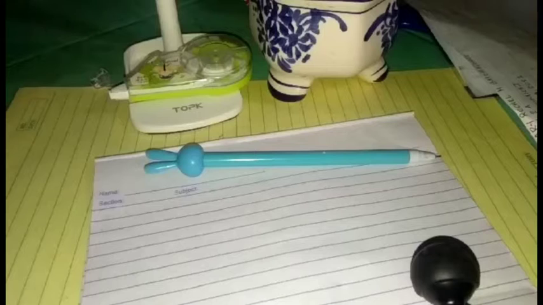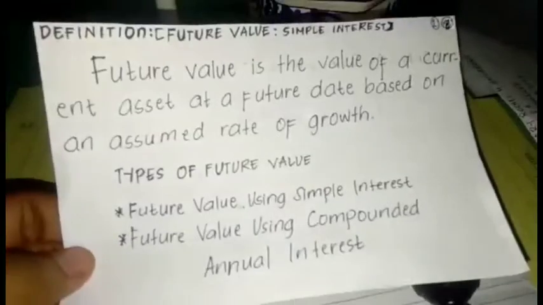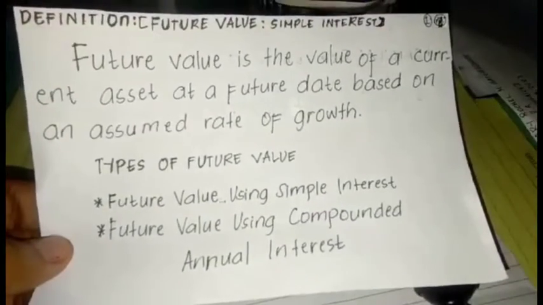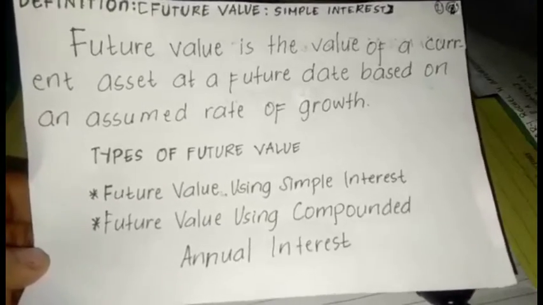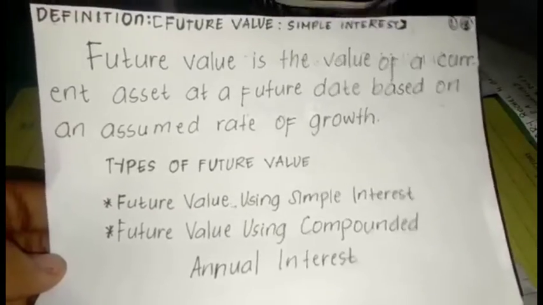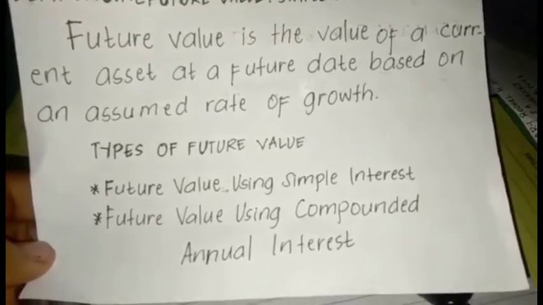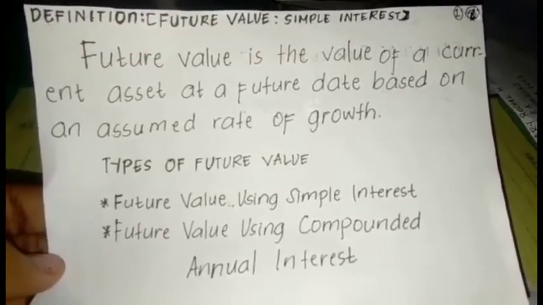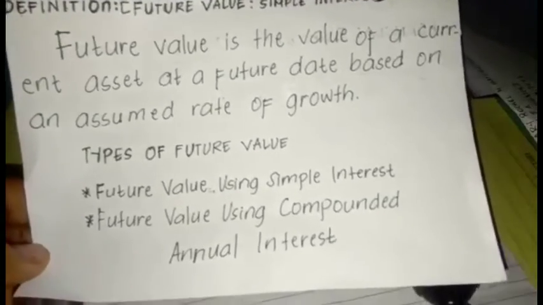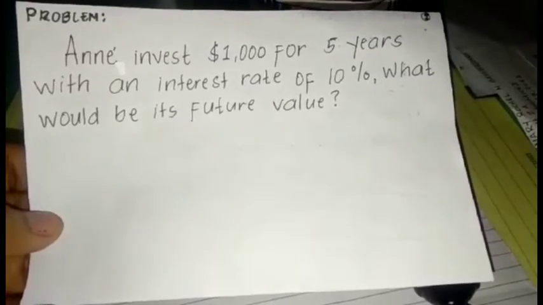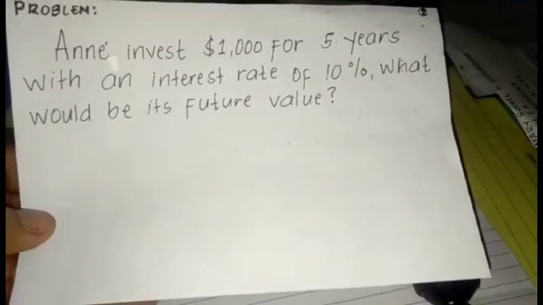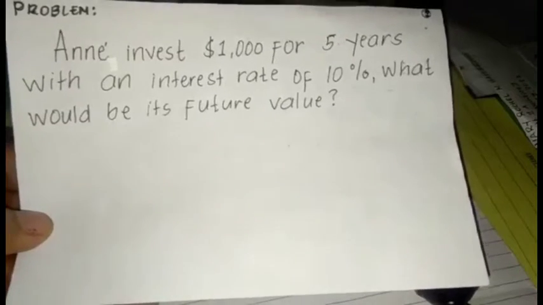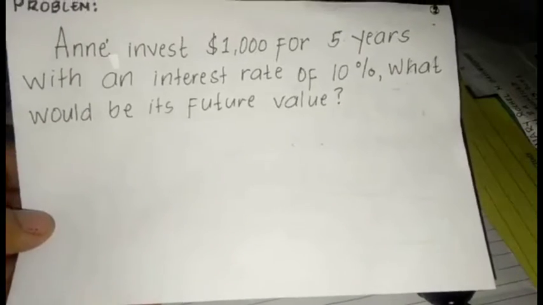Next is the future value. So what does future value mean? Future value is the value of a current asset at a future date based on an assumed rate of growth. There are two types of future value: the future value using simple interest and the future value using compounded annual interest. So let's go first with simple interest. We've got a sample problem here. Annie invests $1,000 for 5 years with an interest rate of 10%. What would be its future value?